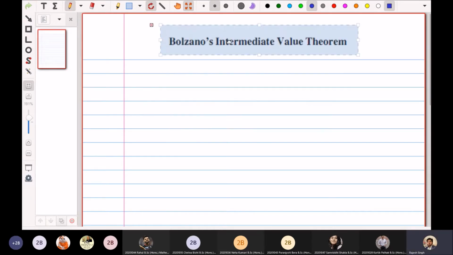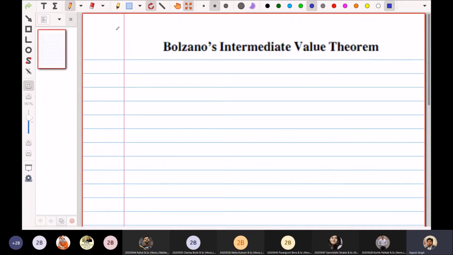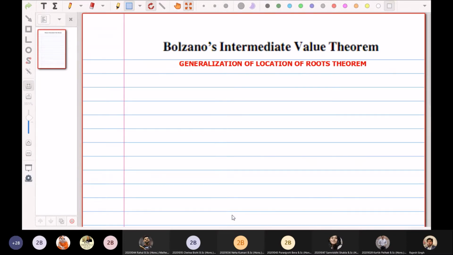We are going to start with Bolzano's intermediate value theorem, also called the generalization of the location of roots theorem. So let me give you the statement of this theorem, what it says.